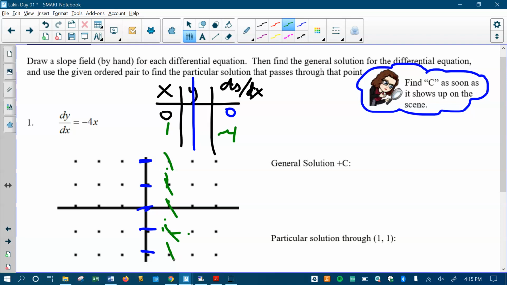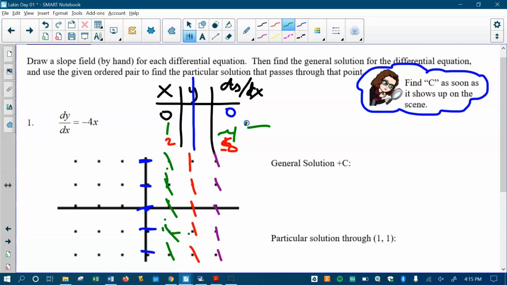For x equals 2, we have -8. That's an 8, and it's negative. And again, it's even steeper slopes. Not vertical, but much steeper than the last one. And same with x equals 3. These are really steep lines. Steep, steep, steep.